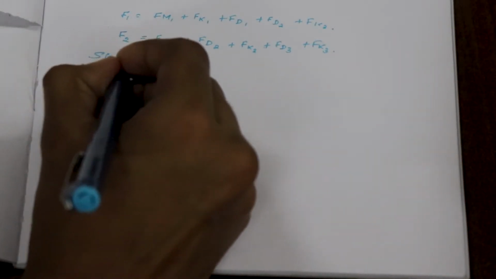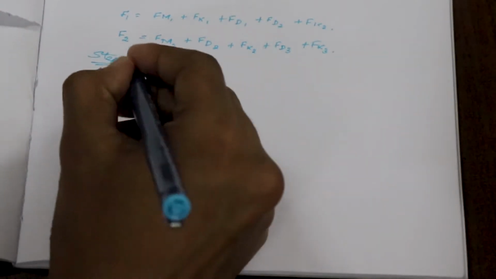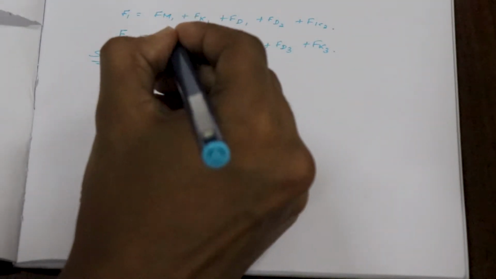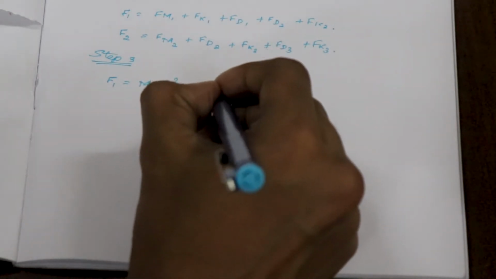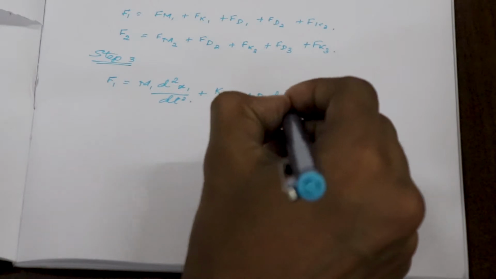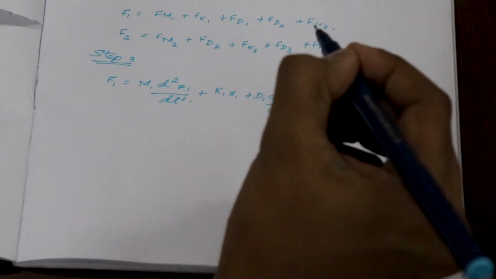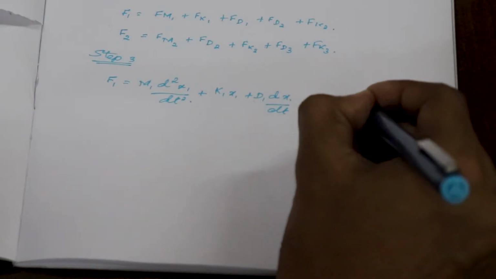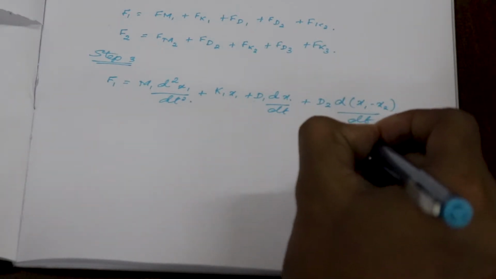Step 3. Expanding the force balanced equation in terms of displacement. Therefore, the force F1 is equal to, for mass, m1 into d square x1 divided by dt square, plus for k1 it will be k1 into x1. For d1 it will be d1 into dx1 divided by dt. But in case of d2 and k2, they are the connectors between the two nodes. So both the displacements come into picture. So that becomes plus d2 into d times x1 minus x2 divided by dt. And for k2, it will be plus k2 into x1 minus x2.